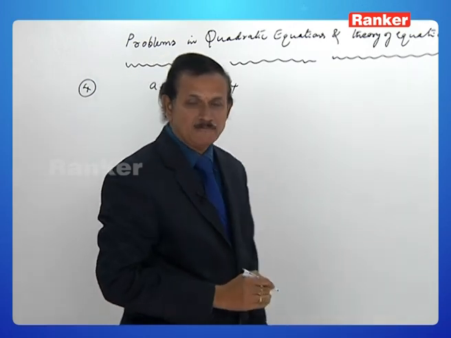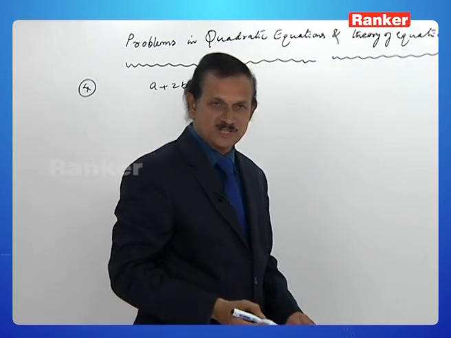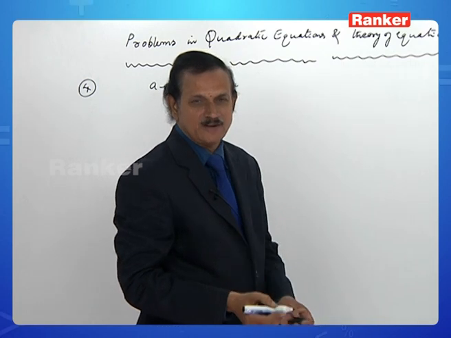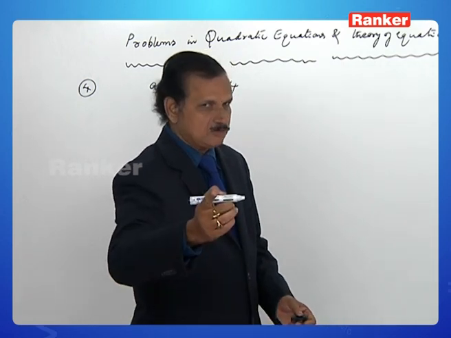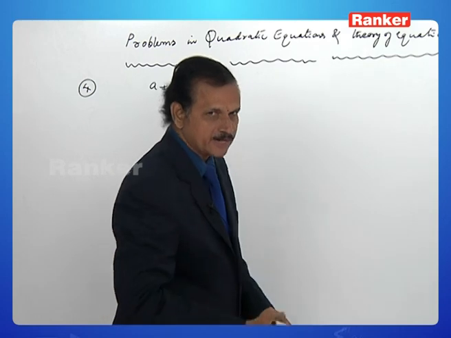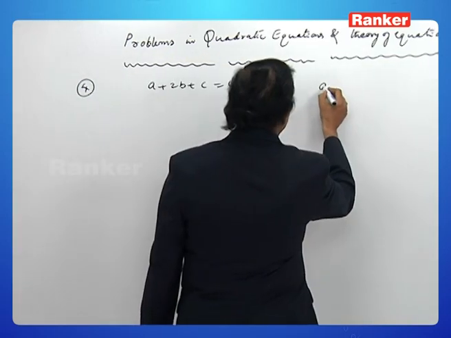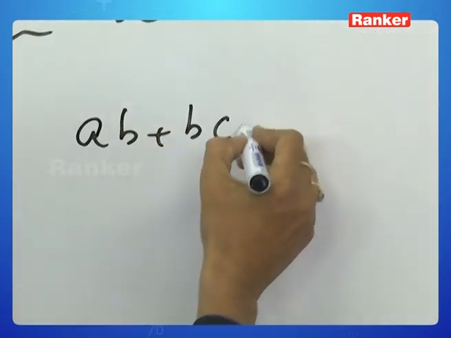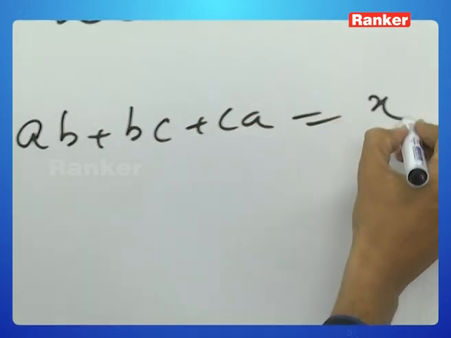And what do you want to have? What do you want to calculate? What is needed for us? The maximum value of AB plus BC plus CA is needed. Let me call that requirement, that is AB plus BC plus CA, by some name X, say.